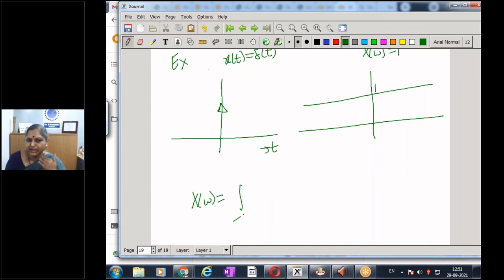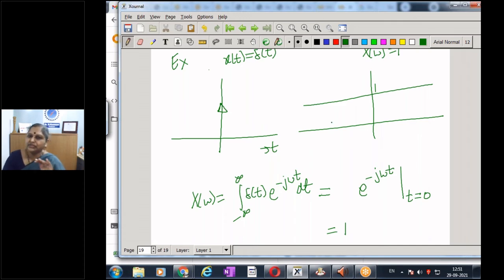If you want to do the integration, X of omega is going to be the integral from minus infinity to infinity of delta t e to the power of minus j omega t dt. Whenever I have an impulse function, how do I integrate? The whole integration is just evaluating the function at that particular value, because delta t is 0 everywhere except at t equal to 0. So what I get is e to the power of minus j omega t evaluated at t equal to 0, and this becomes a 1.